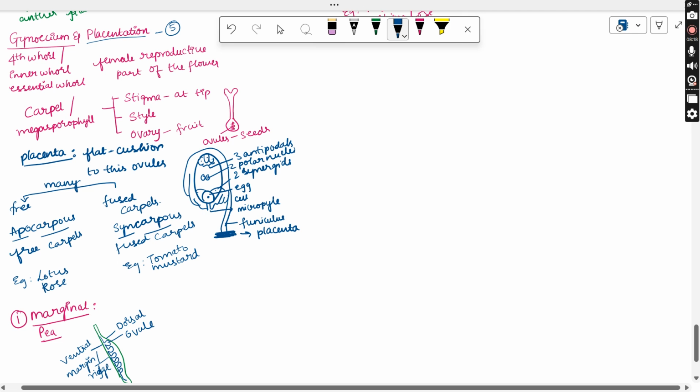Now, this ovule is attached to this structure. The place where the ovule is attached, that place we call the placenta, which is a cushion type of structure to which ovules are attached. Now, in this side view, suppose you open the pea pod and observe, you can find it like this at the center.